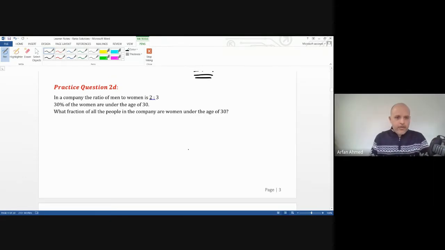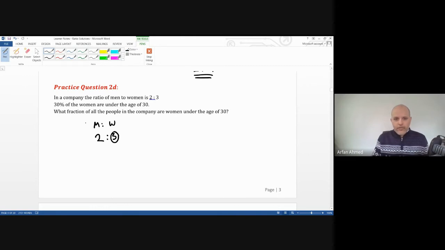Question 2D. In a company, the ratio of men to women is 2 to 3. 30% of the women are under the age of 30. What fraction of all the people in the company are women under the age of 30? Okay, so let's write a ratio down first. 2 to 3. So what does the 2 represent? That's the men, and that's women. Okay, so 30% of the women are under the age of 30.